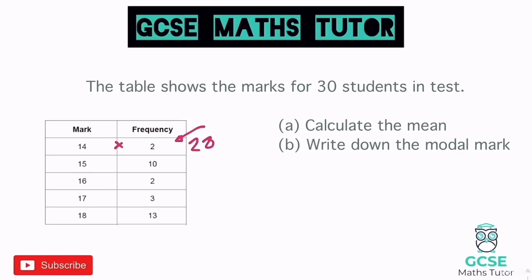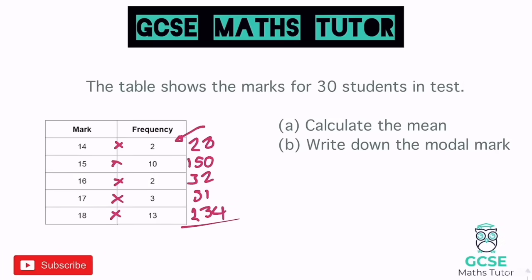So that's 28. 10 15s together is 150. 2 16s is 32. 3 17s we'll have to work out, I think that's 51, 3 times 17 is 51. And the last one there is 13 times 18, so 13 18s is 234. Now if we add all this up, it'll tell us the total amount of marks that everybody got.